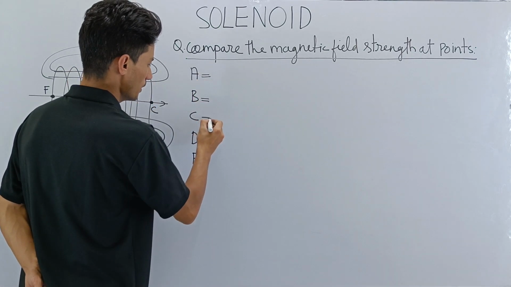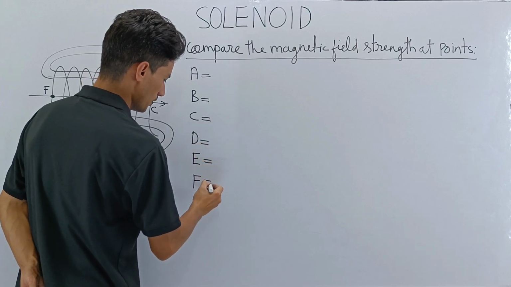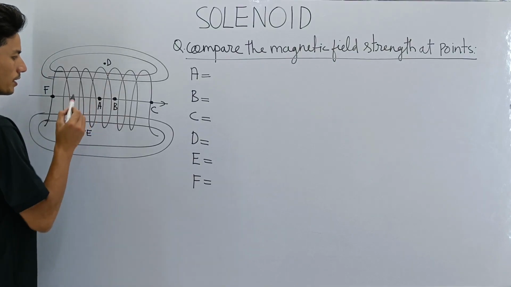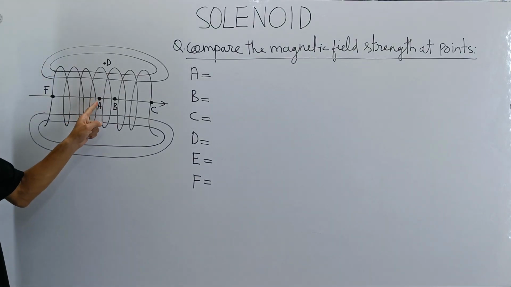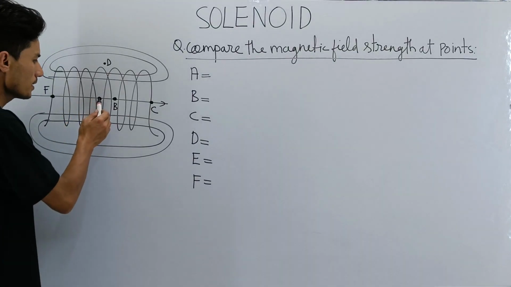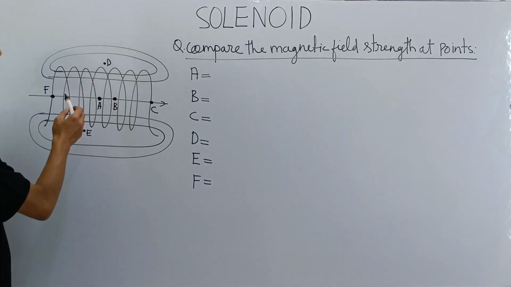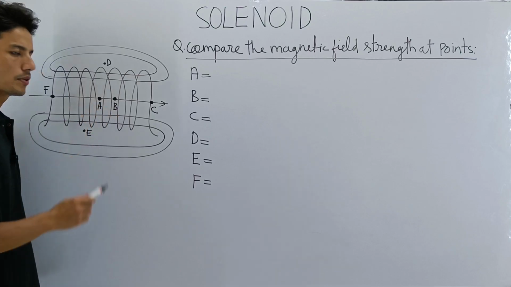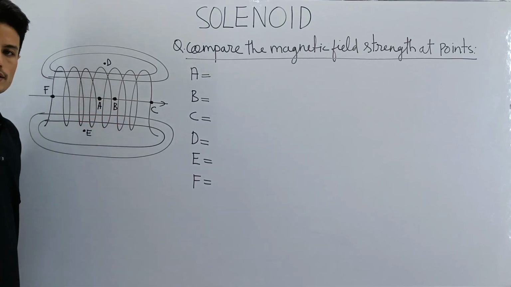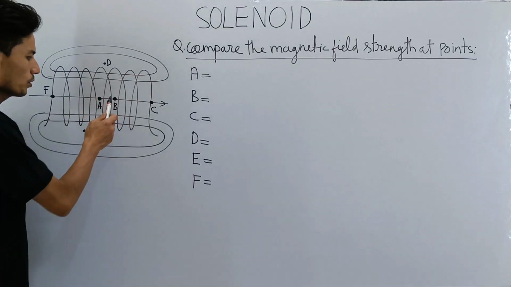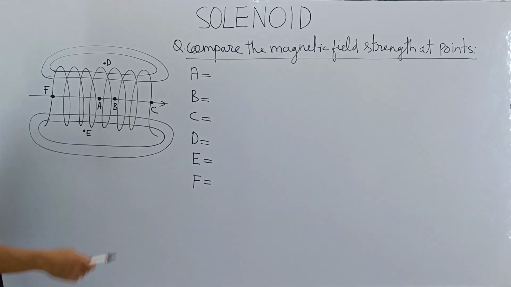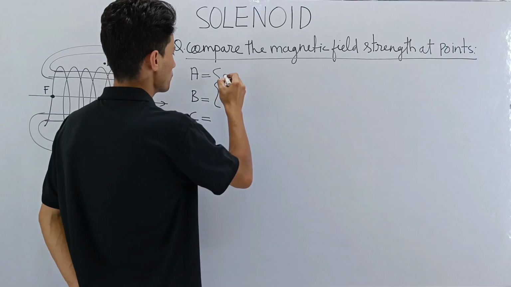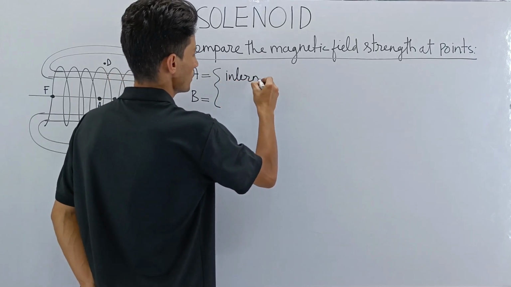So let us study the magnetic field at these points. Let's first start with point A. Observe point A carefully. Point A is an internal point. Now, if point A is an internal point, then what about point B? Is point B also an internal point? Yes, both point A and point B are internal points. So remember, both point A and point B are internal points.